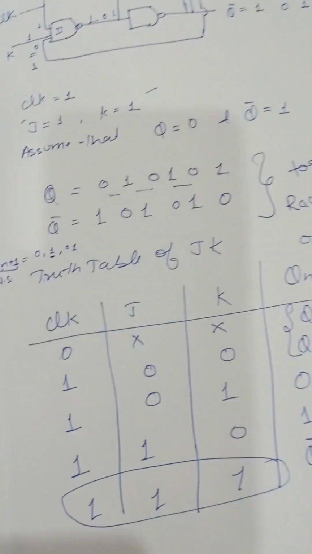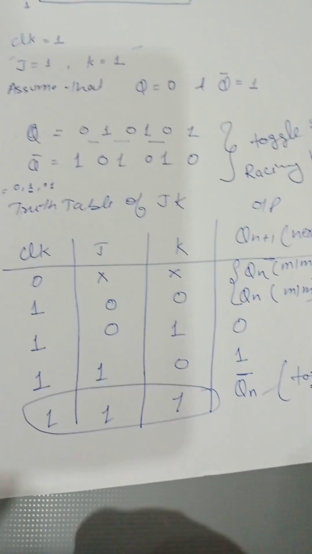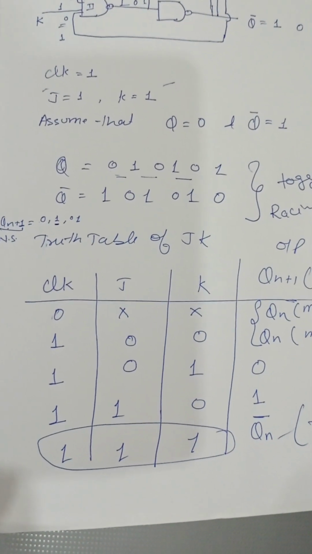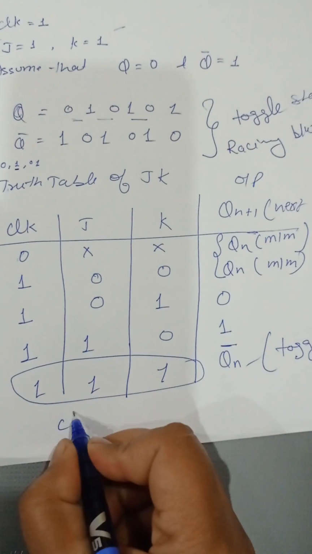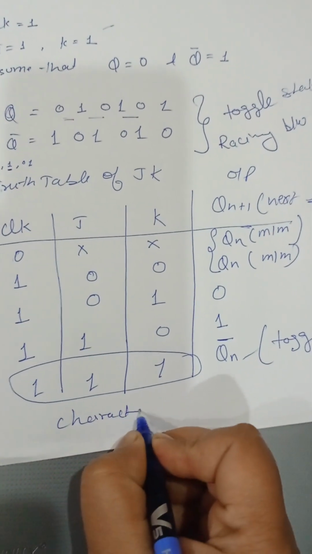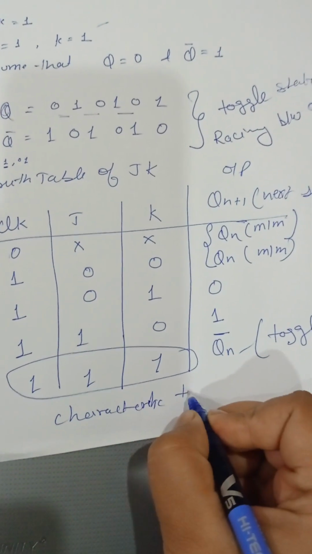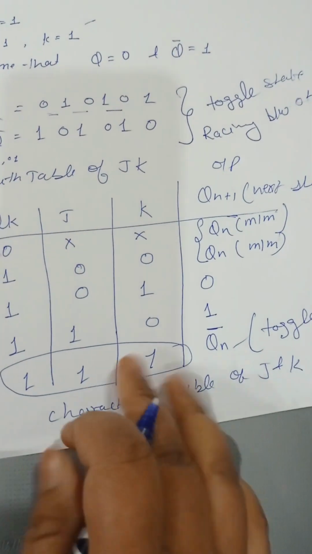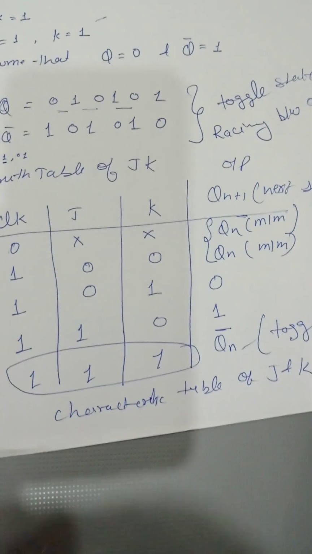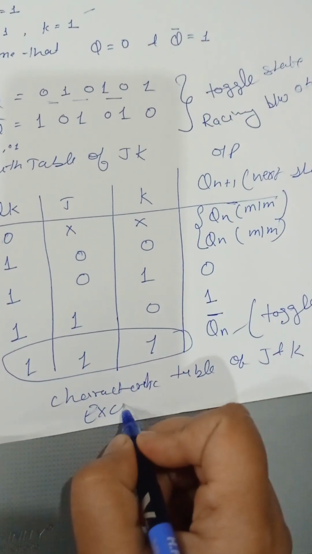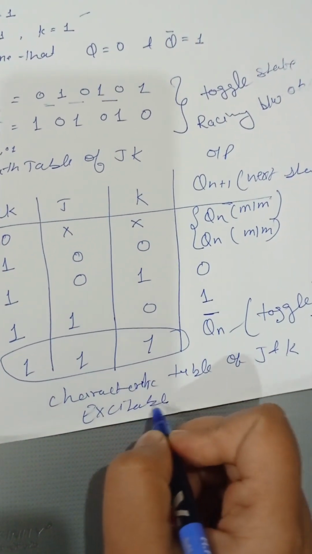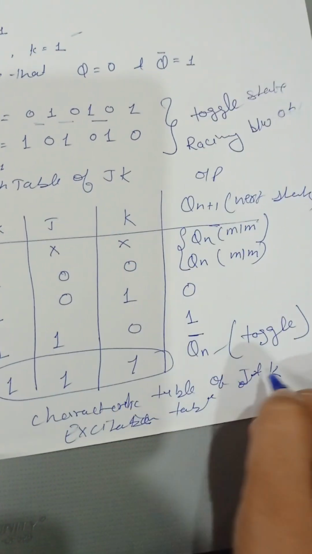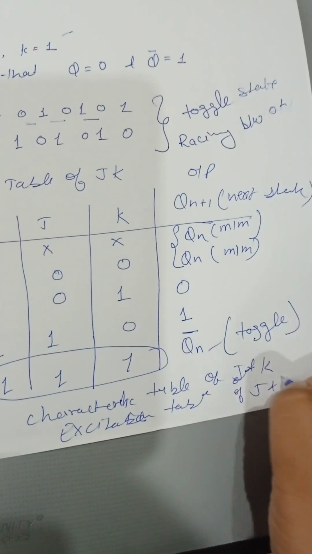So this is the truth table, and by using this truth table of your JK flip-flop, you are able to obtain your characteristic table of J and K. And also by using your characteristic table, just obtain the excitation table of J and K.